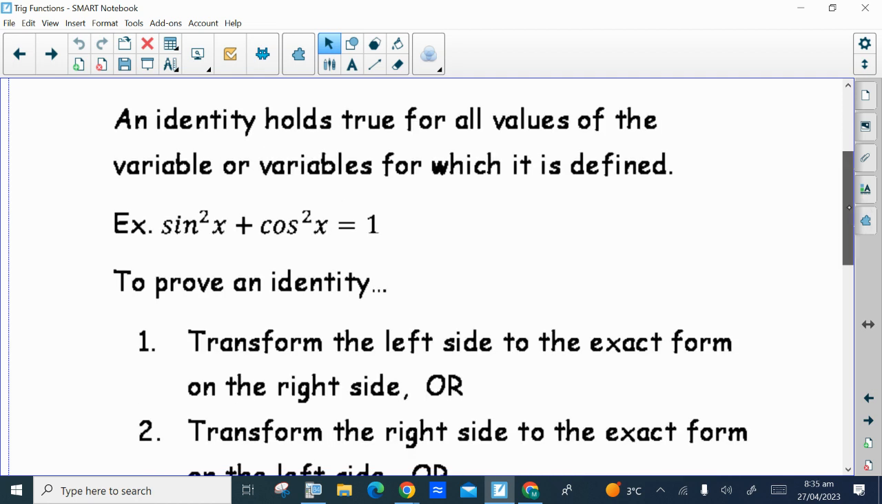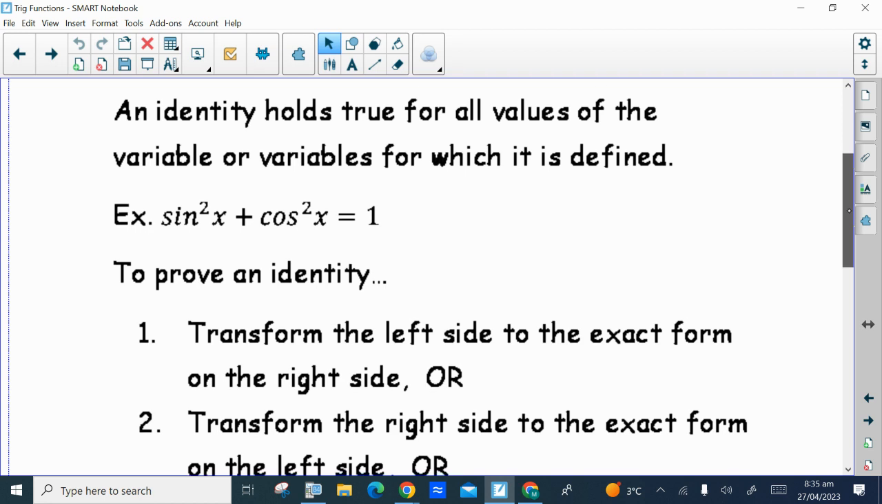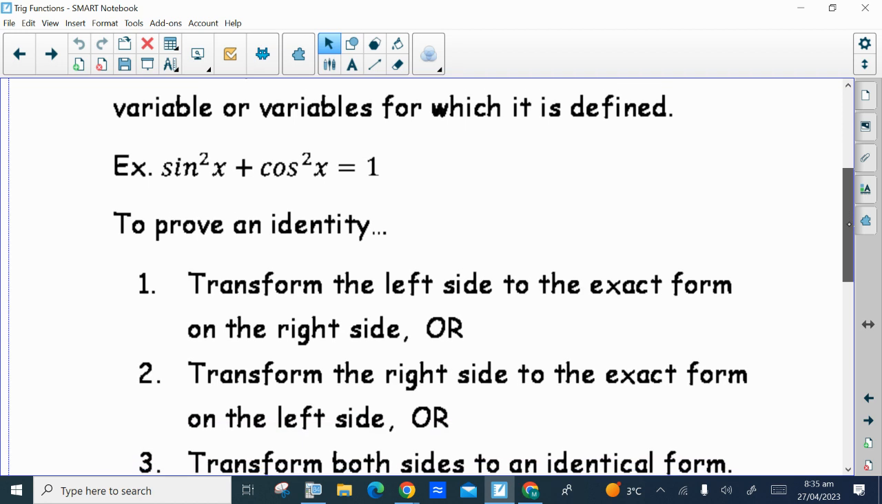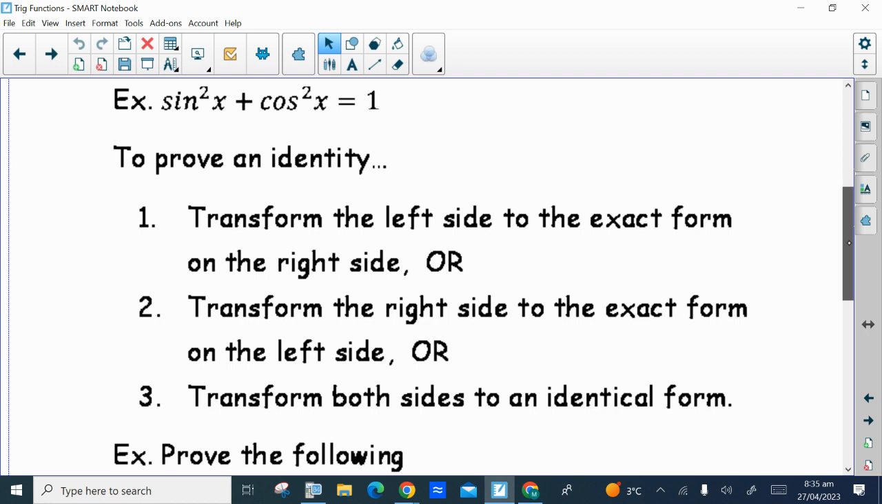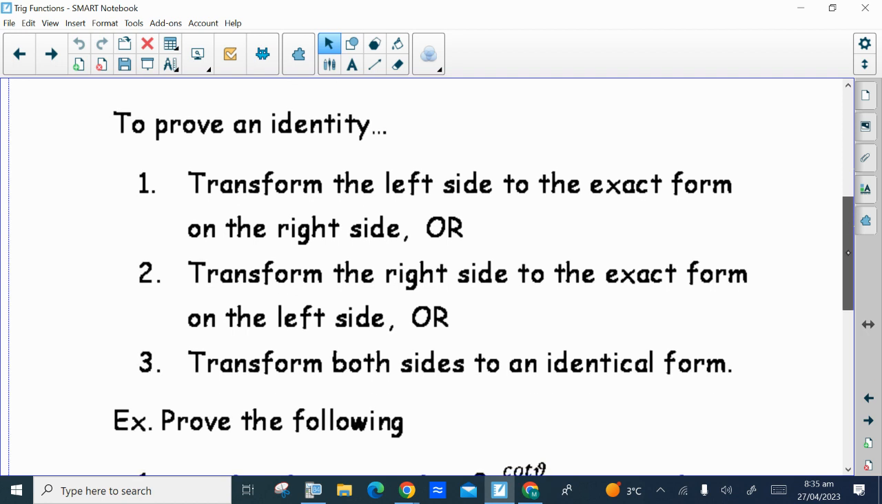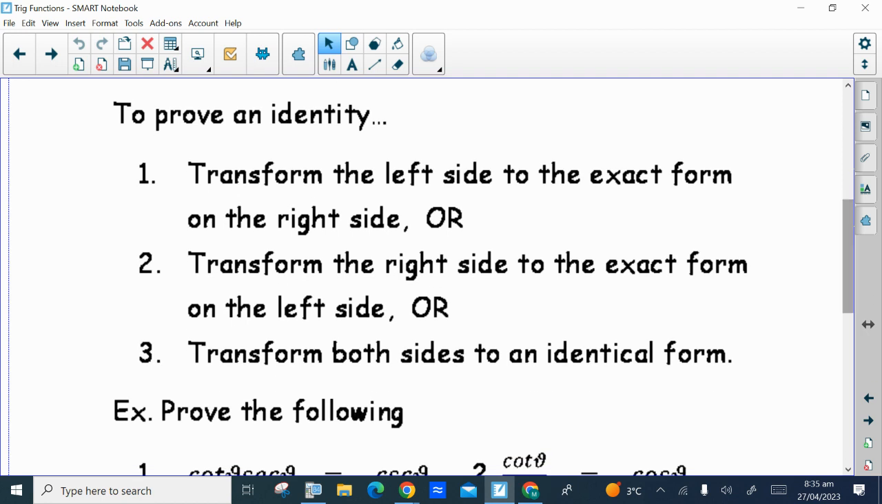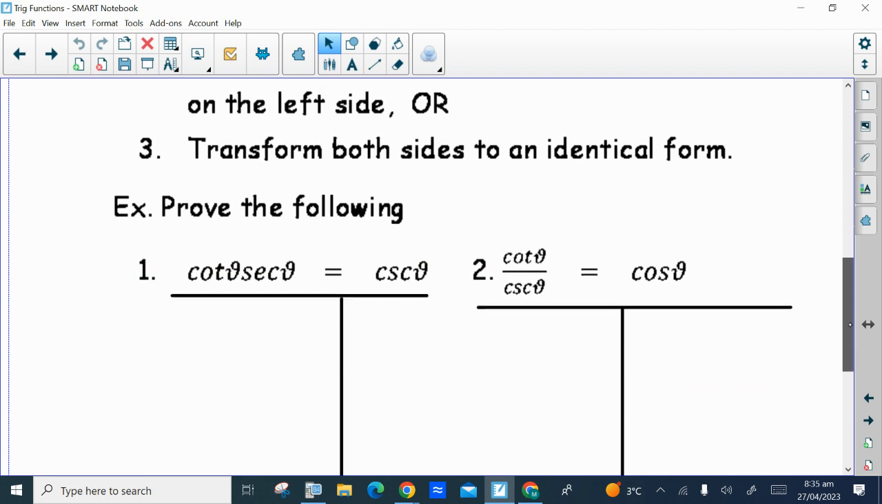All right, so we use previously known identities to prove that a trig expression is correct, true, equal. And if you're asked to prove one, then it can be proven. You won't get any that are not actually true. So you need to transform either the left side or the right side or both sides to get an identical form. And we use other known identities.